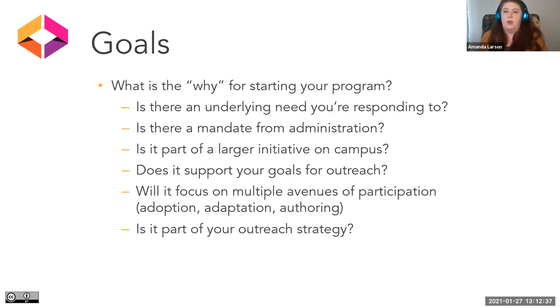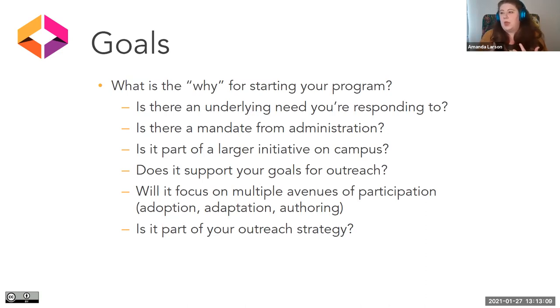So it could come from the mission statement and goals for the university. Maybe there's something about affordability. It could come out of maybe your teaching and learning center. They want to focus on equitable education. Is it part of a larger initiative? Does it support your goals for outreach? So maybe you're doing outreach around OER or open publishing, and having some sort of program will help you reach people. Like there's a thing for them to participate in and learn about.